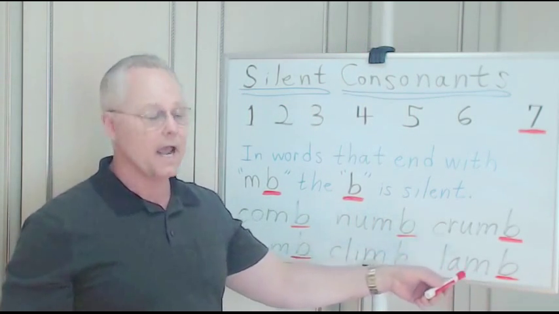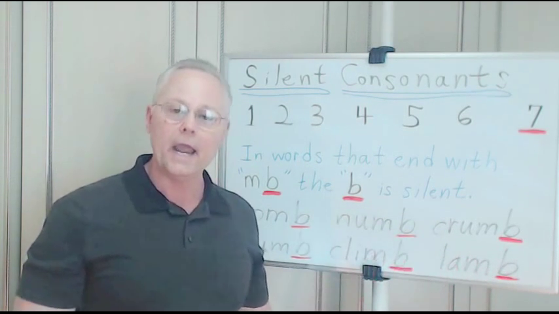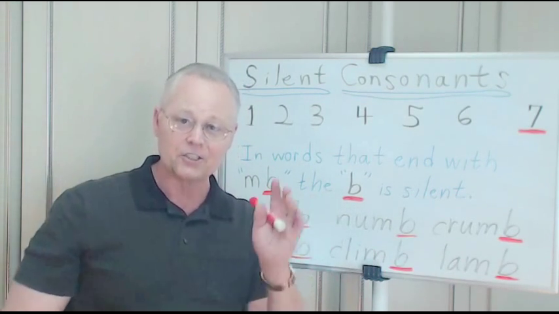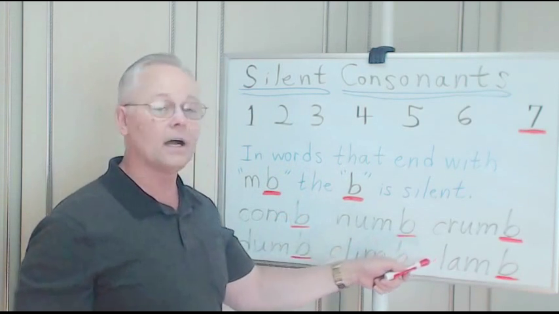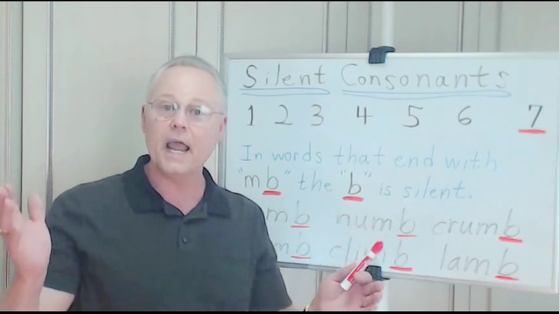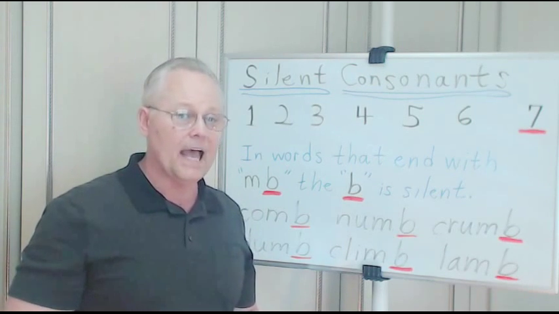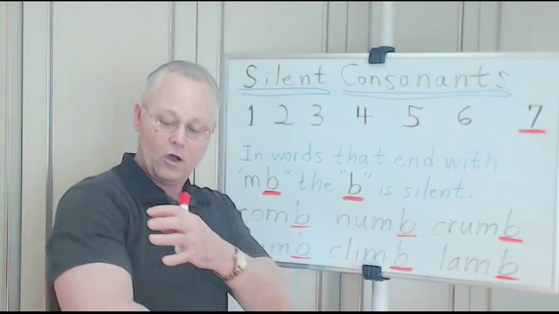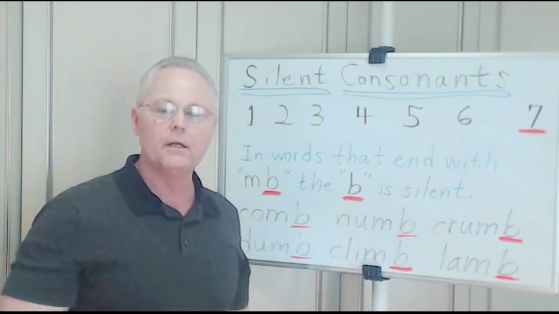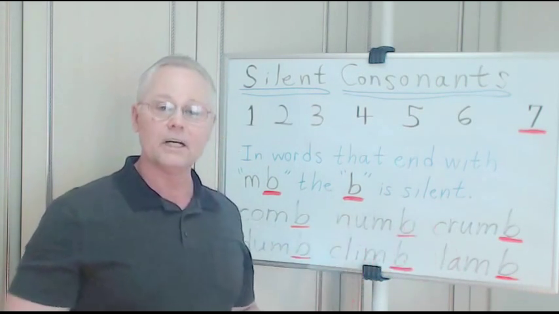Here's the word lamb, L-A-M-B. La, A-M, mmm, like I am, but no contraction, just am. La, la, la, from the L. Lamb, the B is silent. What is a lamb? Well, do you know what a sheep is? A sheep has a thick coat of wool on it. They like to shear the sheep, cut all their wool off to make clothing. Okay, a baby sheep is a lamb.